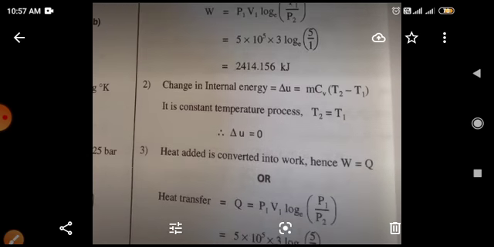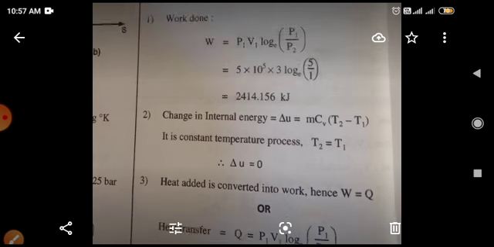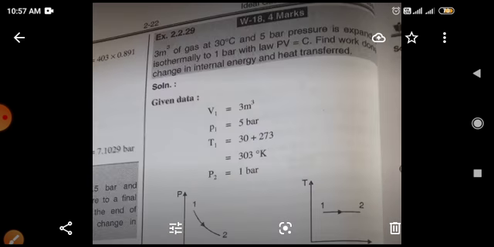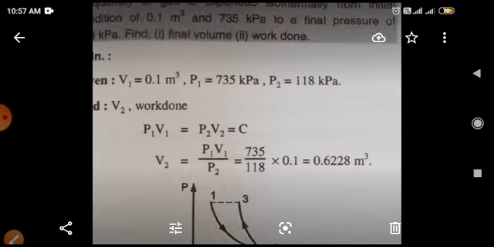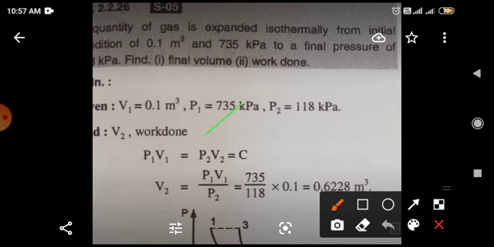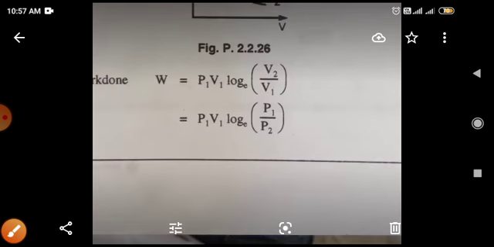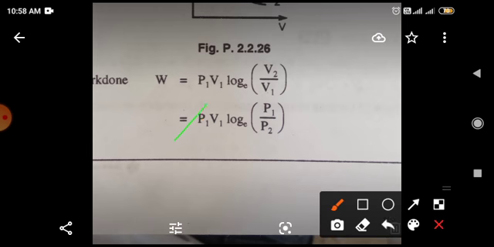So here, this is given, P1 by P2. Okay, now you have this value. P1 value you have, P2 is also there, V1 is also there. So put all these values in this equation. Put P1, V1, P1 and P2. After putting all these values, you will get the answer. Okay, in this way you will finish. Try to solve this problem.